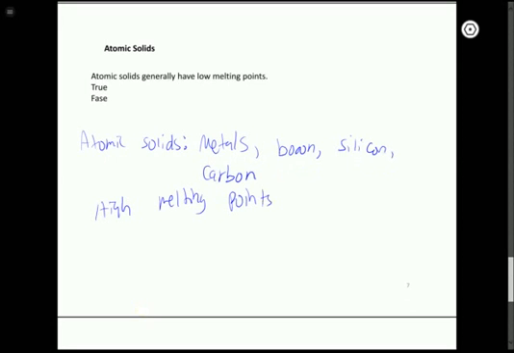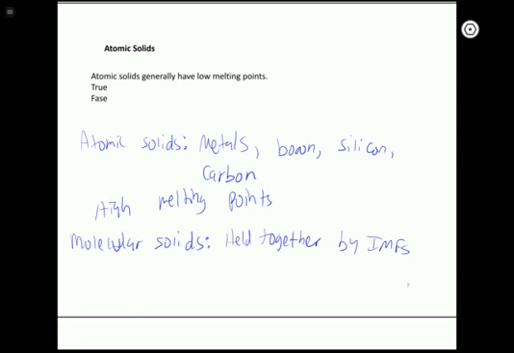Now in contrast, most molecular solids have low melting points, because in this case they're held together by just intermolecular forces, which are much weaker than the bonds that hold together atomic solids. So pretty much any covalent compound could form a molecular solid if it were to exist in the solid state.